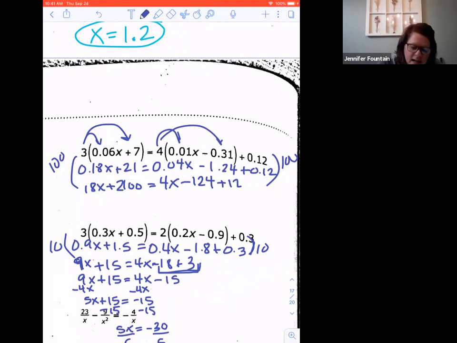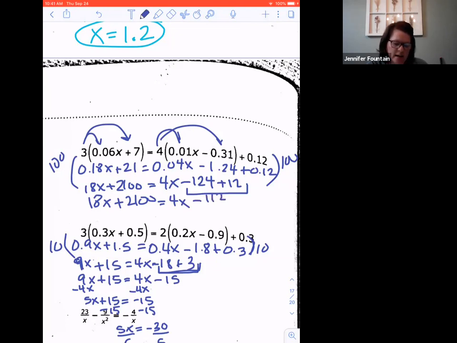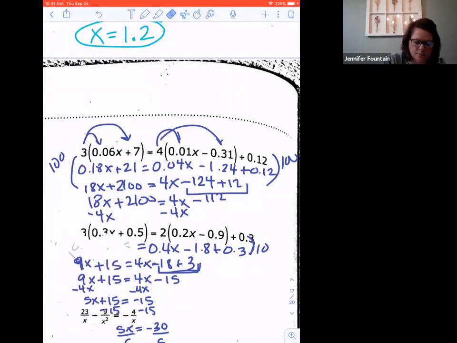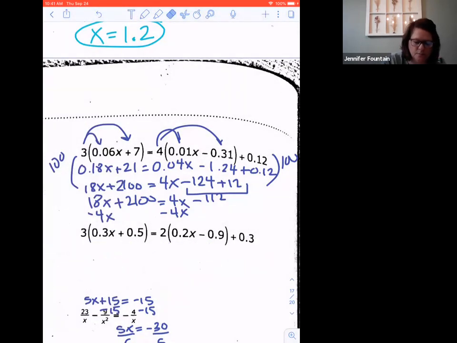Now I go ahead and look at it. I've got these terms right here that need to be combined. So I have 18x plus 2100 equals 4x. Now negative 124 plus 12, I know I take the sign of my larger, which is negative, and 124 minus 12 would be 112. Now I'm going to move my 4x by subtracting. And let me erase down here so I can have enough room.